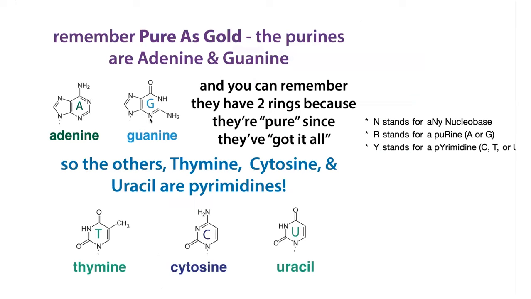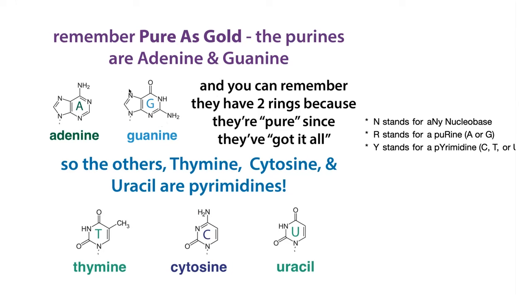So the purines, these are the ones with the 2 rings, and the pyrimidines, these are the smaller ones with just a single ring. The way I remember it is pure as gold. So purines are adenine and guanine. And I remember that they have 2 rings because they're like pure, they've got it all. Whereas these pyrimidines just have a single ring, they don't have it all. And it's not because they were depurified from the purines or anything like that. This is just a little memory tip I use to remember that the purines have 2 rings, whereas the pyrimidines have a single ring.